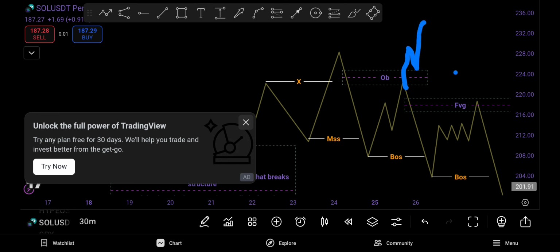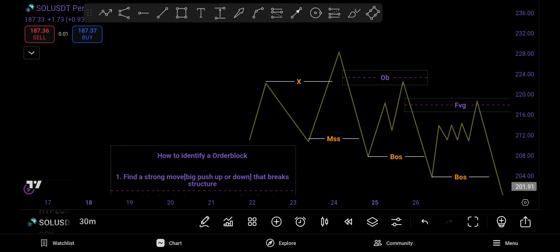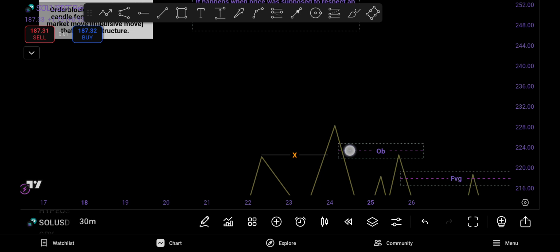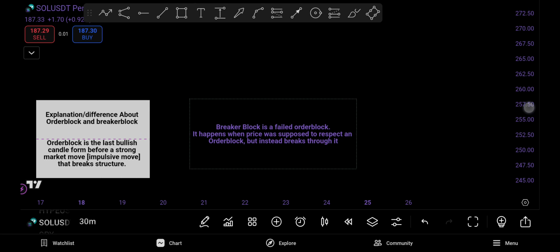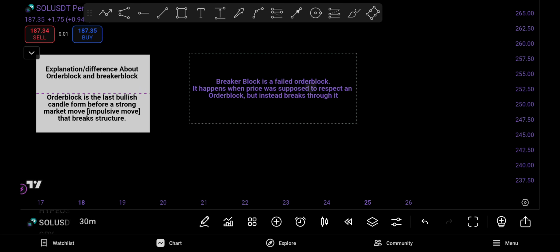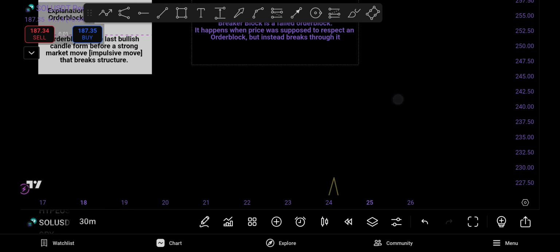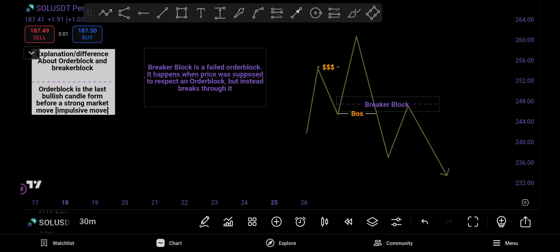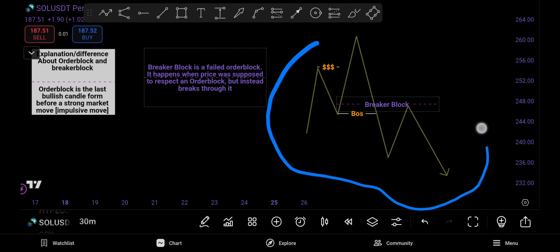Just as I said, if the price breaks through a resistance or support, what will happen? You get, as I explained there. So now let me draw a structure about a breaker block. This is a short sketch explaining a breaker block. This is a bearish breaker block. It is a failed order block that turns into a breaker block.